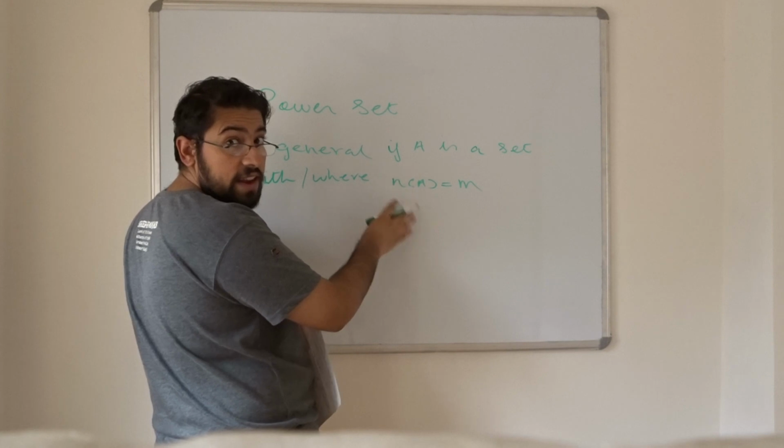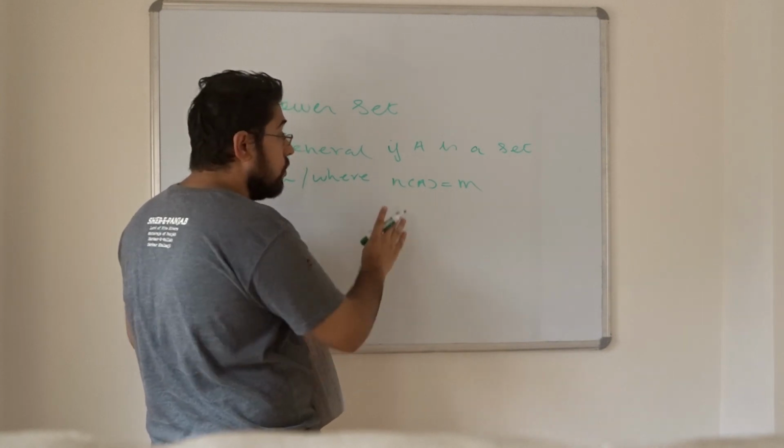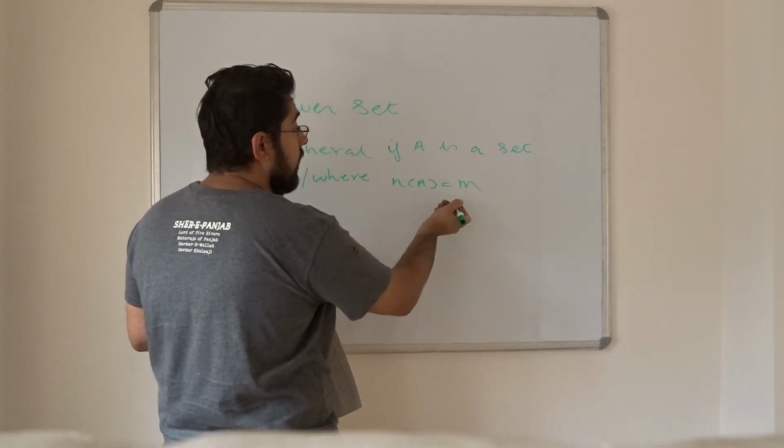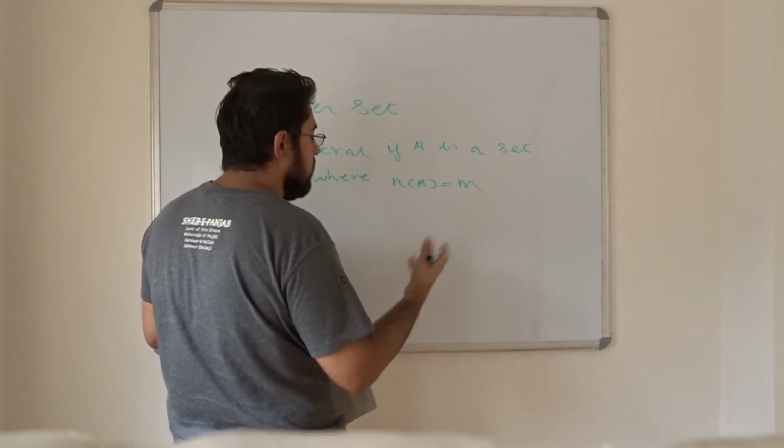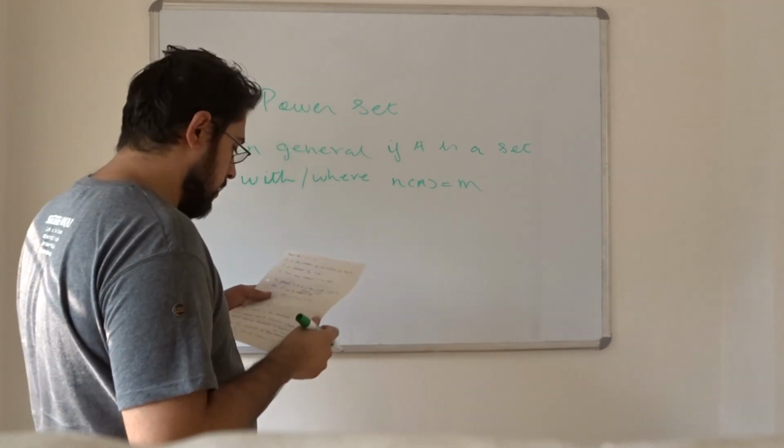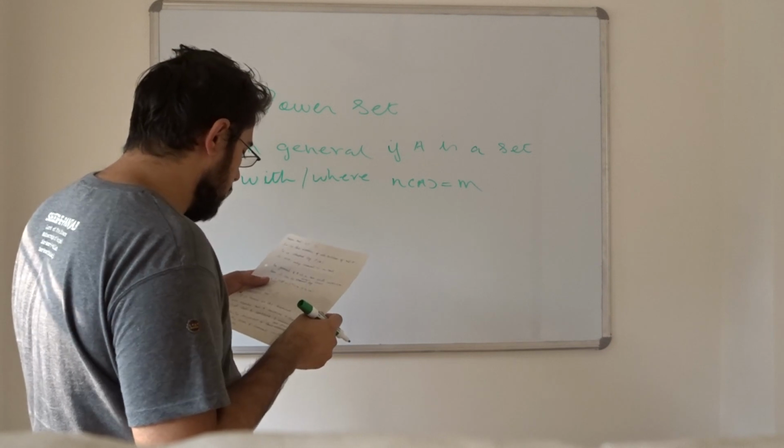Now you're talking about set A, and M is the number of sets it results. Now how does this work? You're probably thinking.